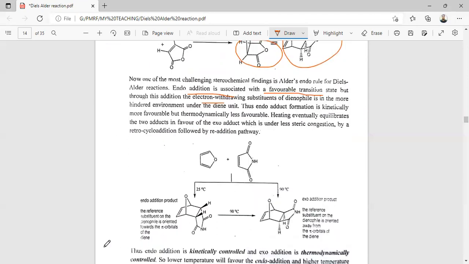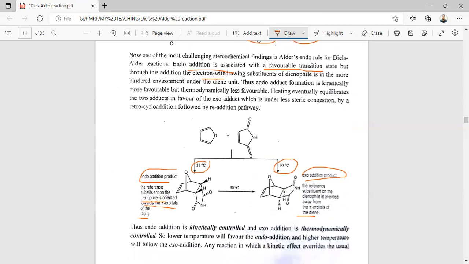So here, when these two molecules react at lower temperature, we get the endo addition product, and when we increase the temperature, in that case we get the exo addition product. So in the exo product, the substituent on the dienophile is oriented away from the pi orbital of the diene, and in the endo product, the substituent on the dienophile is oriented towards the pi orbital of the diene.